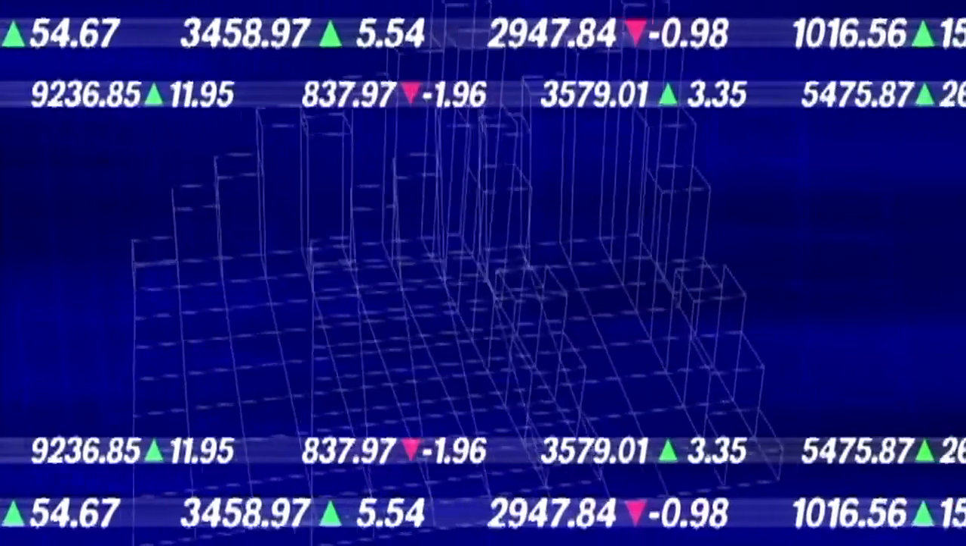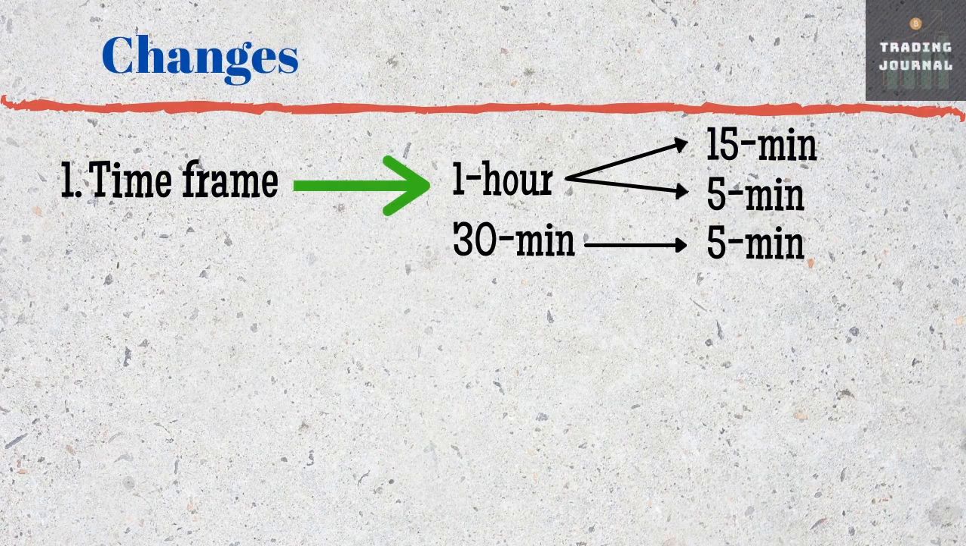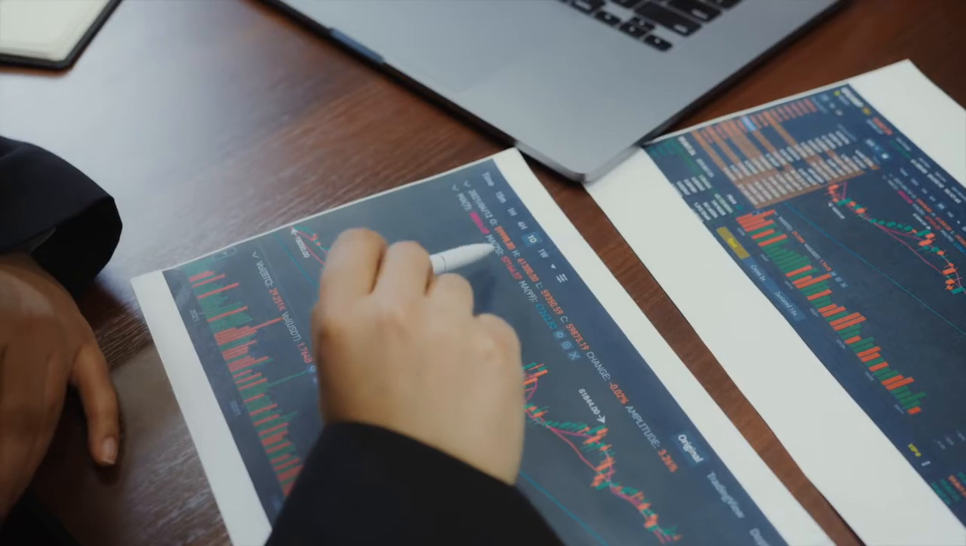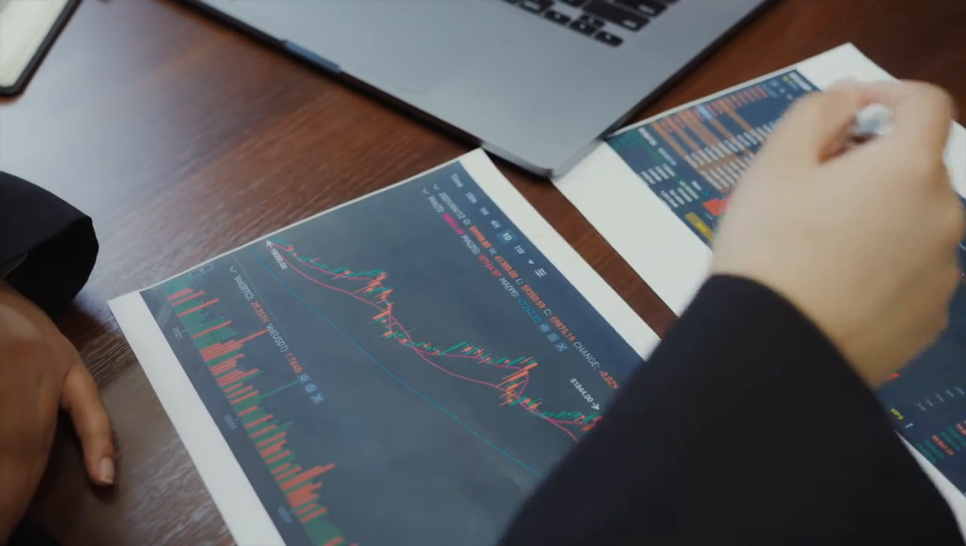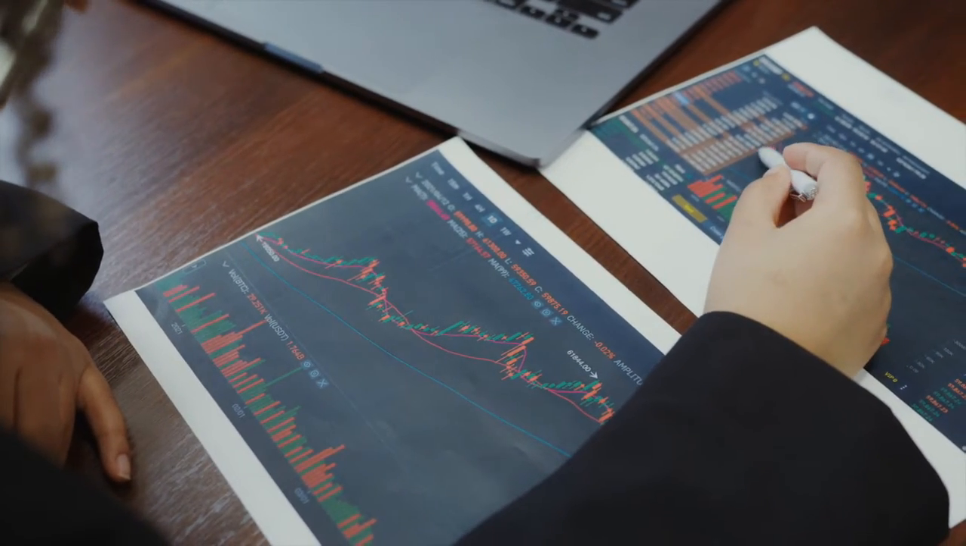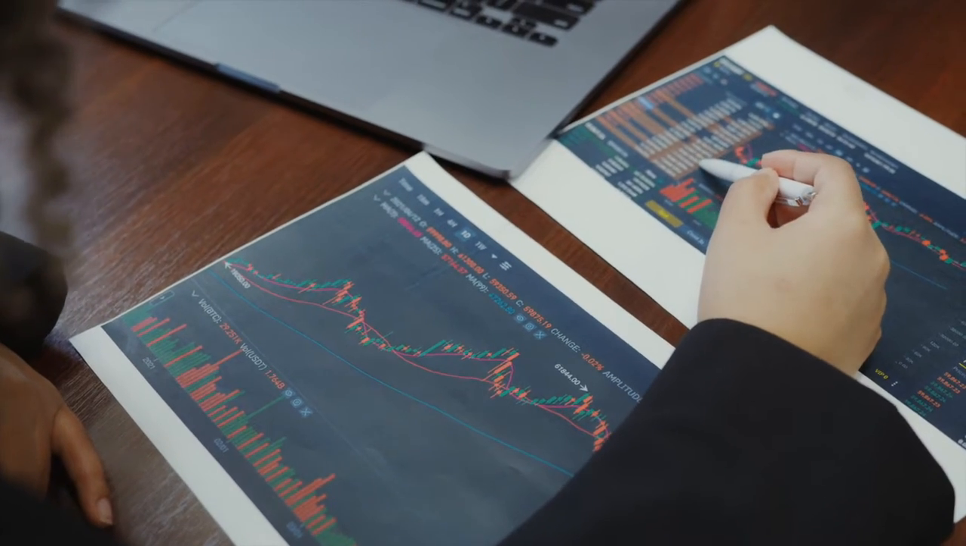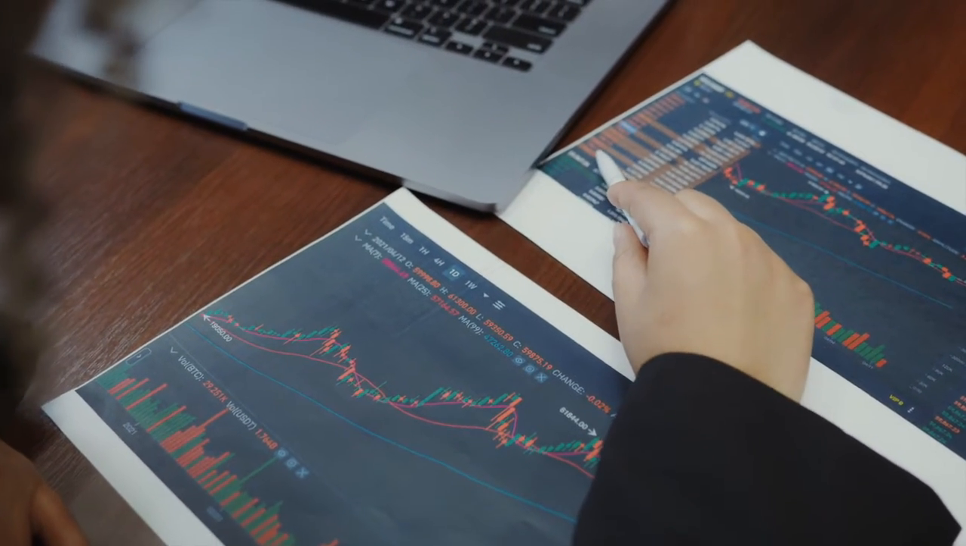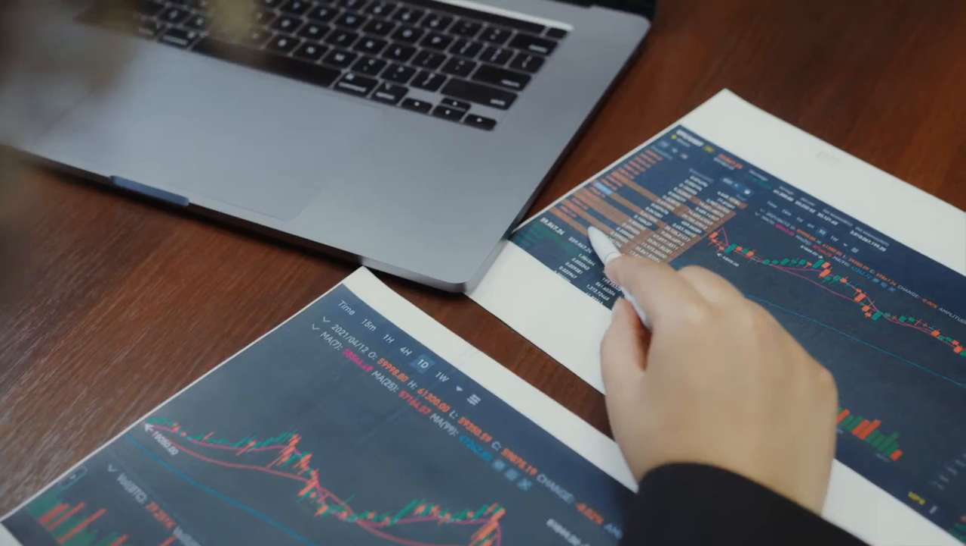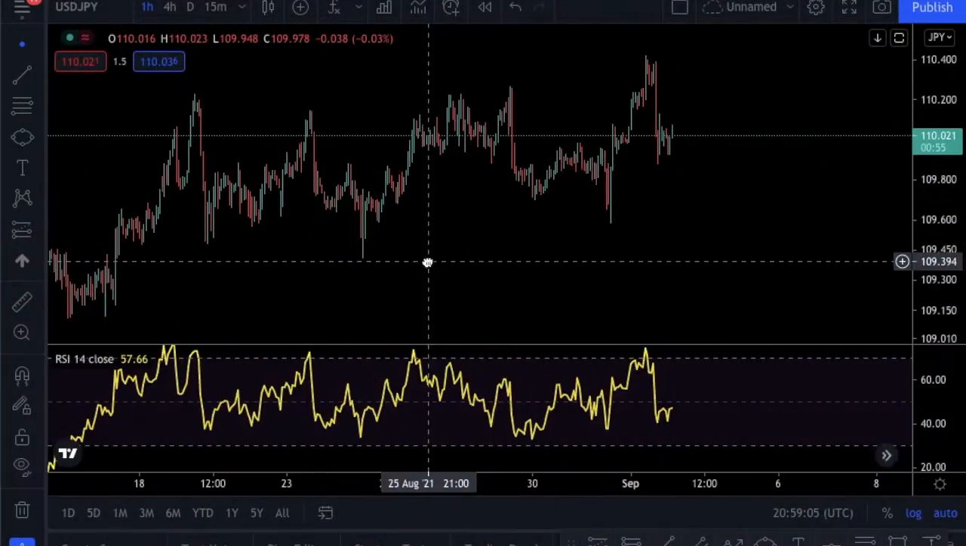To decide the time frame, you have a couple of options. You can use 1 hour as a bigger time frame and move to either a 15-minute or 5-minute chart. Or you can use 30 minutes as a bigger time frame and then move to a 5-minute chart. But don't be shy to try out different time frames. As you know, trading is all about backtesting. The main rule here is the bigger time frame you choose should be at least 4 times bigger than the smaller time frame.